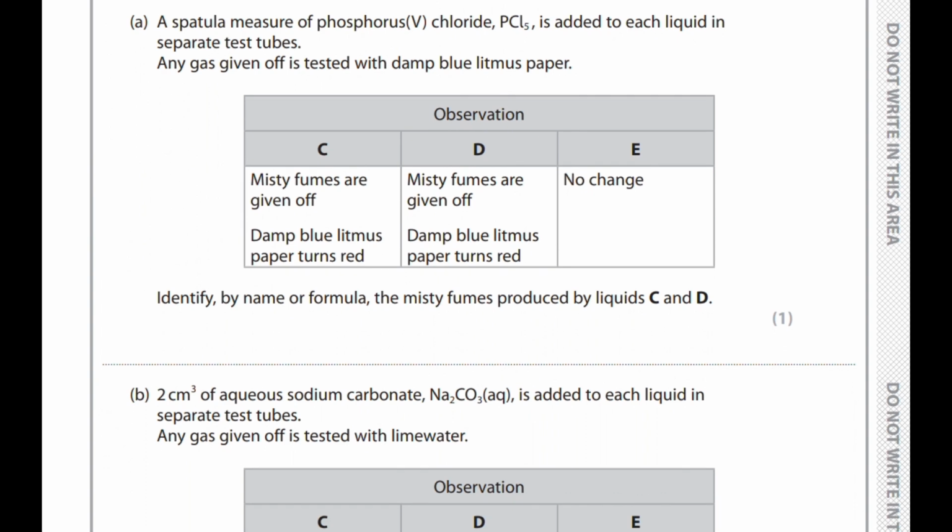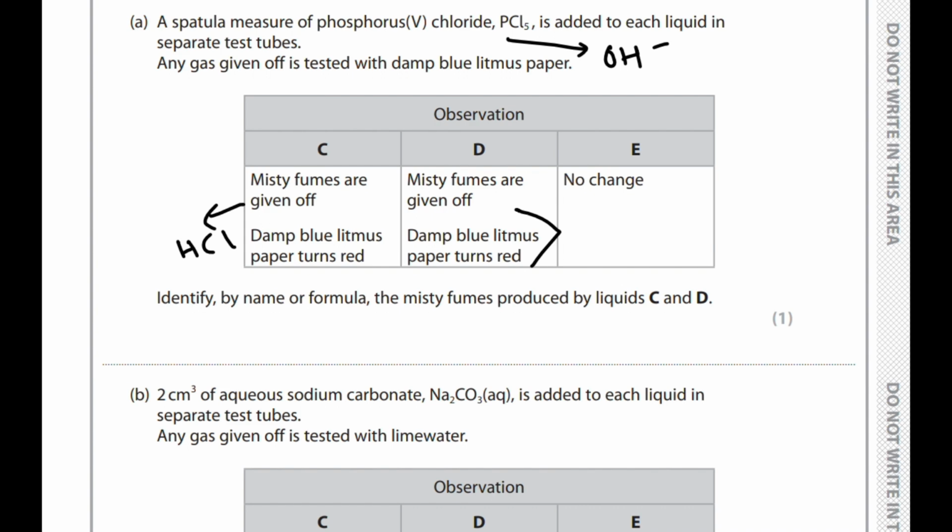Question 2. Any gas given off is tested with damp blue litmus paper. A spatula measure of phosphorus pentachloride is added to each liquid in a separate test tube. For which test do we use phosphorus pentachloride? The test for the detection of the OH group. Now, any gas given off is tested with damp blue litmus paper. Misty fumes are given off, damp litmus paper turns red. Yes, this is a positive test for hydrogen chloride gas.